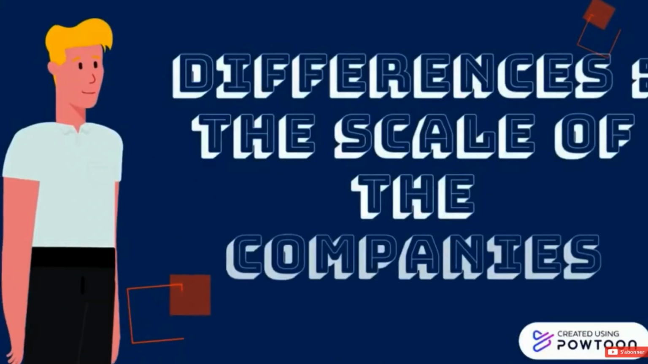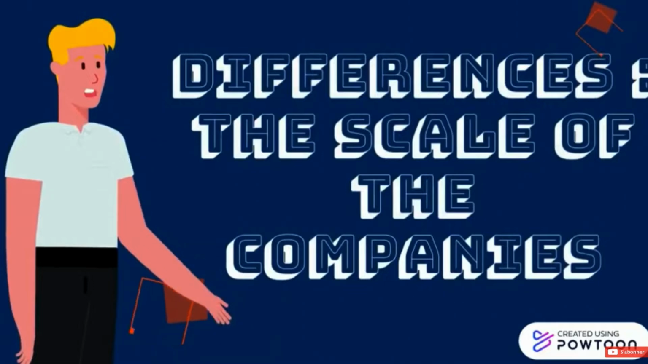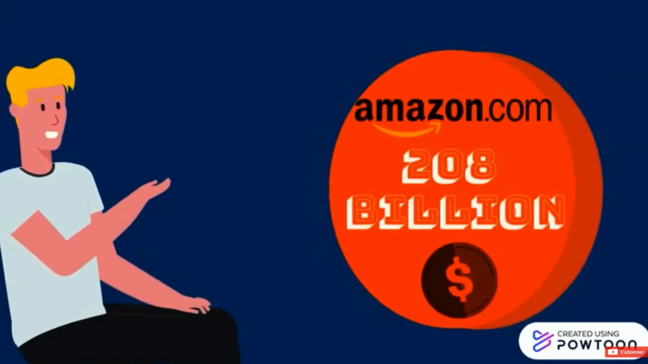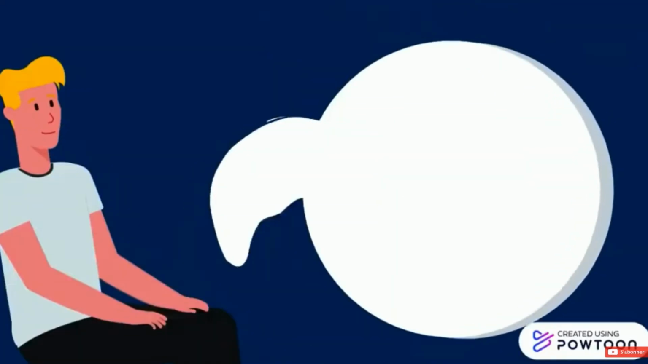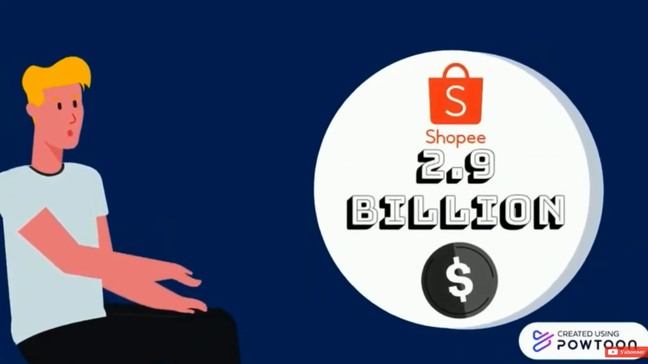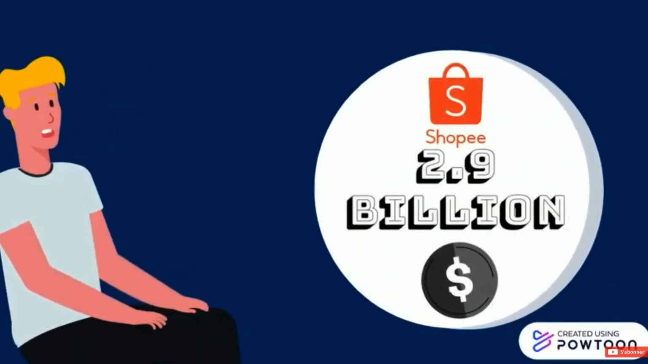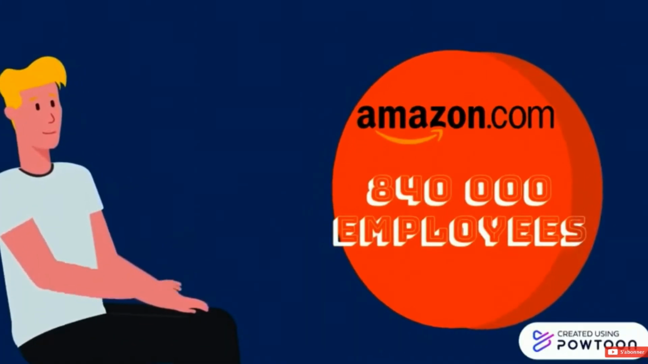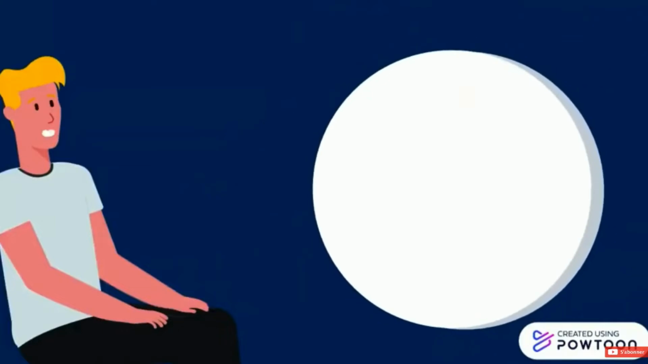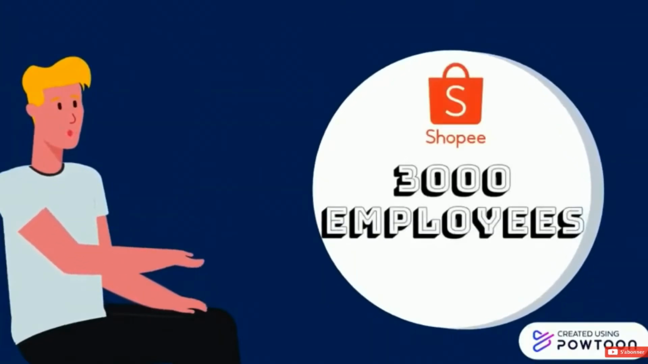Differences. The scale of the companies. Amazon recorded a revenue of $208 billion in 2019, but Shopee only had a revenue of $2.9 billion in that same year. Amazon has a total of 840,000 employees, but Shopee only has 3,000 employees in total.